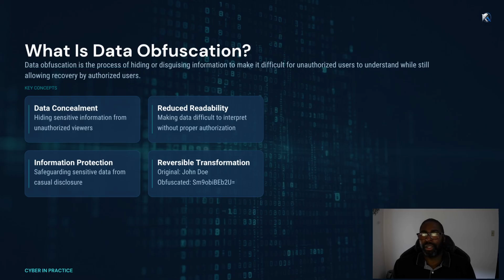What is data obfuscation? Data obfuscation is the process of hiding and disguising information so it's more difficult for unauthorized users to understand. The goal is to reduce readability and limit exposure while still allowing authorized users to recover the original information when needed. To better understand why organizations use obfuscation, let's look at some of the common use cases.